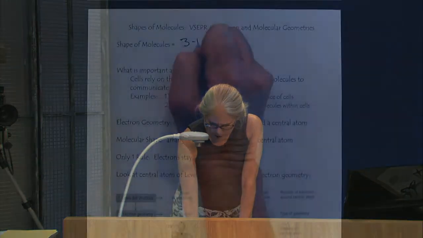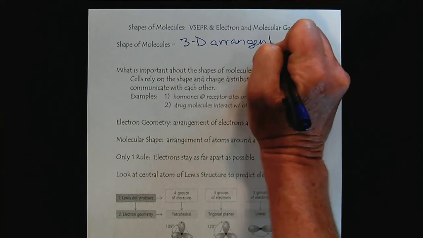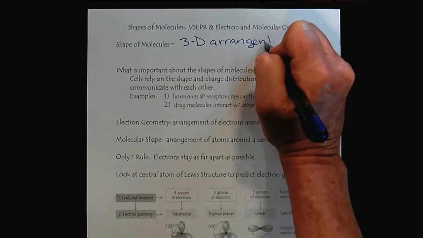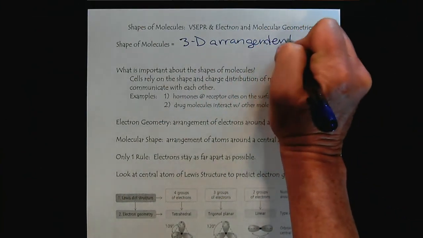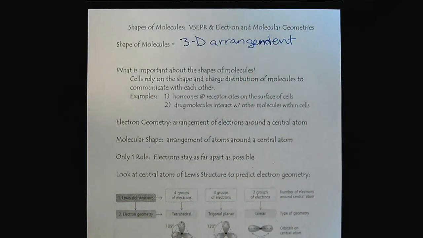Welcome to the video tutorial on molecular shape and application of VSEPR, the valence shell electron pair repulsion theory. Alrighty, so let's make sure that we're all clear on what we mean. The shape of the molecules is the three-dimensional arrangement of the atoms. So that's the molecular shape.